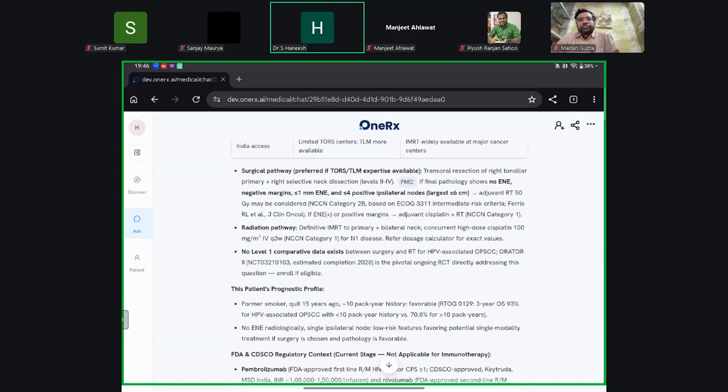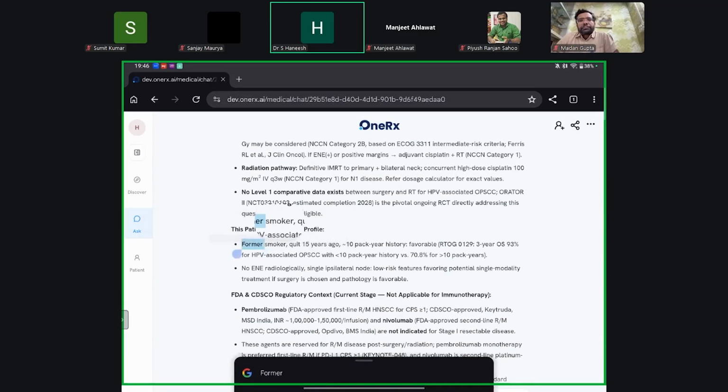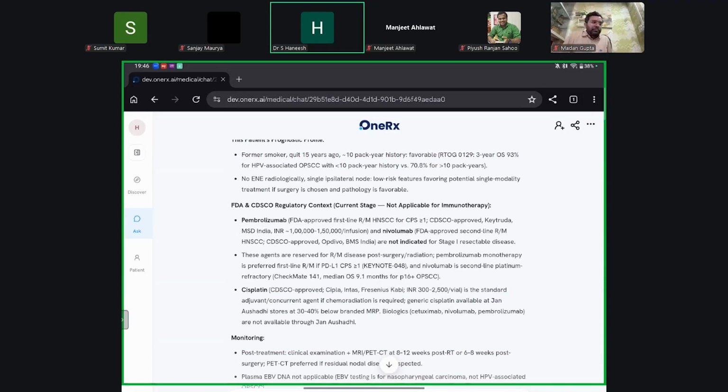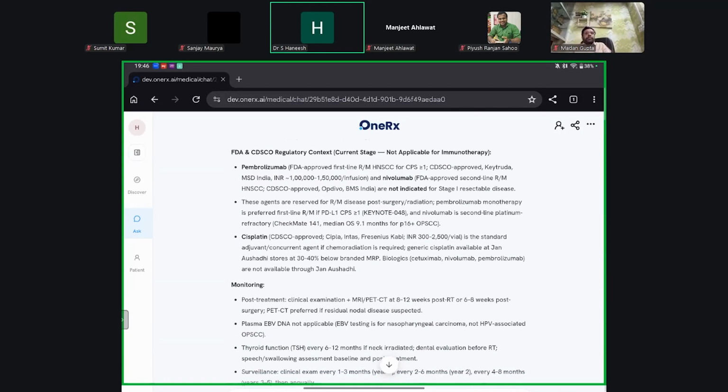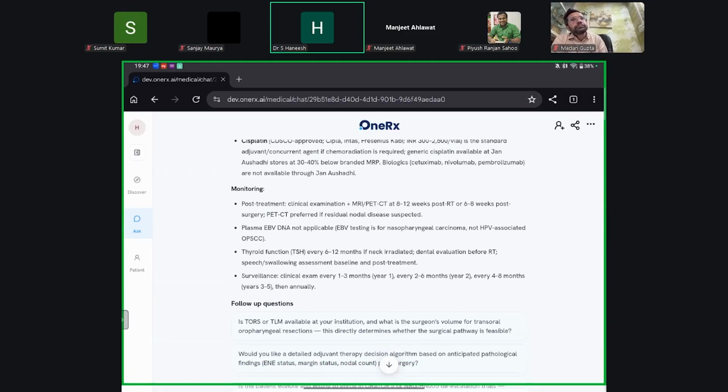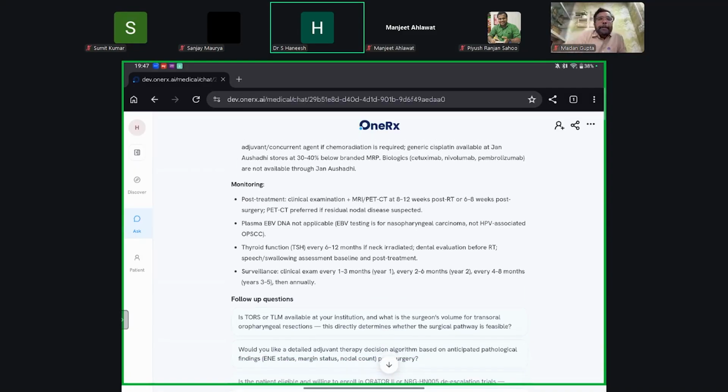So this is the patient's prognostic profile: former smoker, quit 15 years ago, with a 10 pack-year history, and what favorable factors for decision making, and what the FDA and CDSCO regulatory context gives. And this is the monitoring section we have to do for the patient. For post-treatment: clinical examination, MRI or PET-CT at 8 to 12 weeks post-RT or 6 to 8 weeks post-surgery, with PET-CT preferred if residual nodal disease is suspected. Plasma EBV DNA is not applicable, thyroid function test every 6 to 12 months, and surveillance clinical examination every 1 to 3 months.